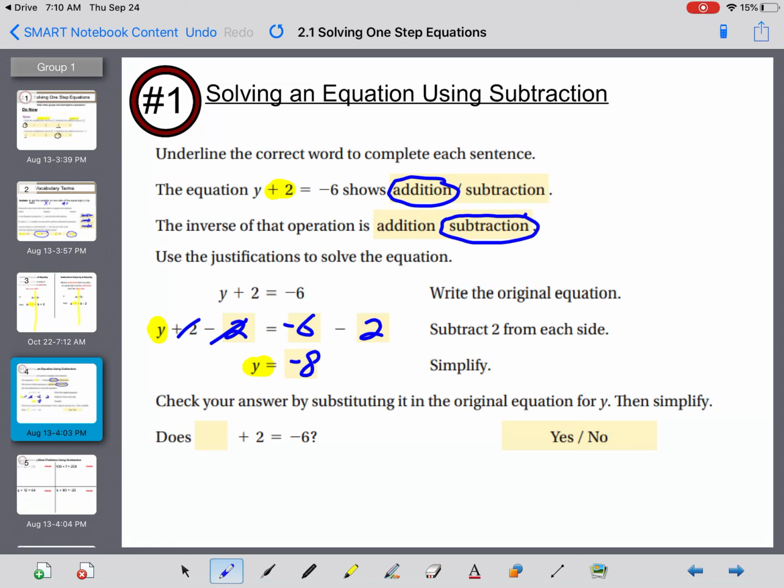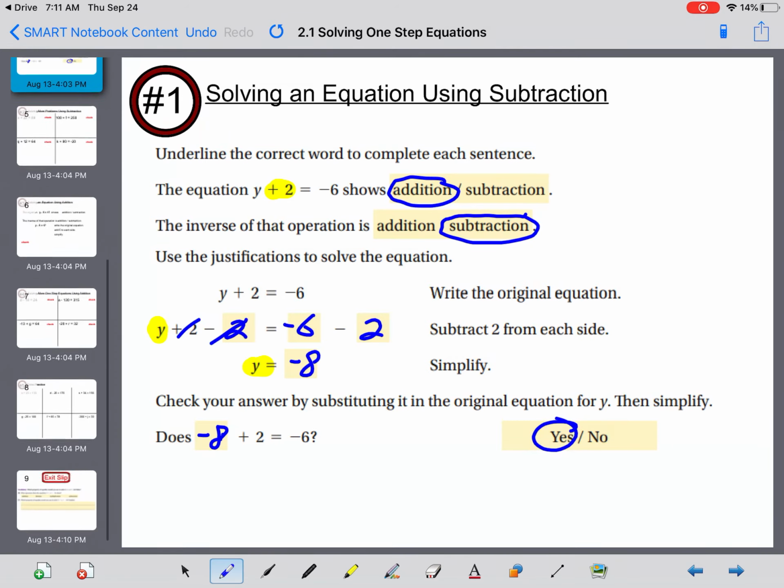So it says check your answer. You're going to substitute in the original equation for y. So y, we just found out, is -8. So does -8 plus 2 equal -6? And the answer is yes.